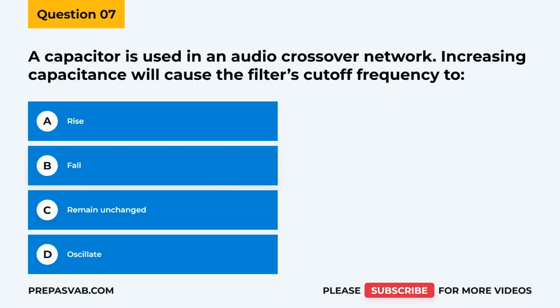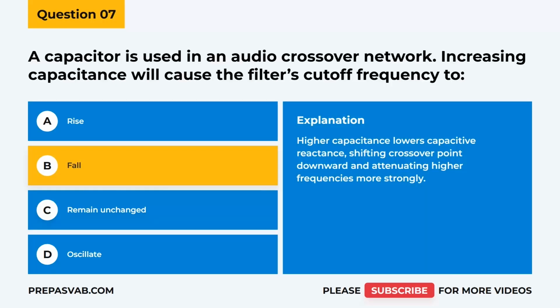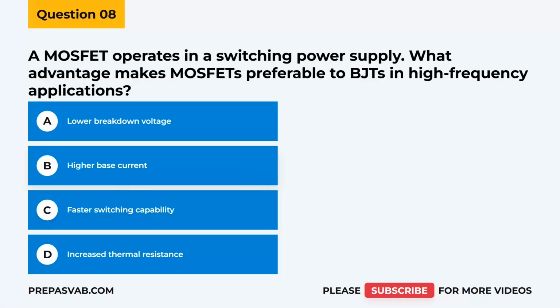Question 7. A capacitor is used in an audio crossover network. Increasing capacitance will cause the filter's cutoff frequency to A. Rise. B. Fall. C. Remain unchanged. D. Oscillate. The correct answer is B. Fall. Higher capacitance lowers capacitive reactance, shifting crossover point downward and attenuating higher frequencies more strongly.